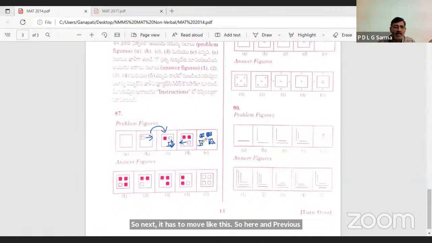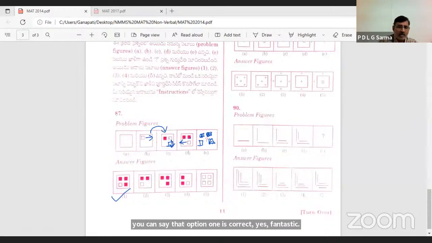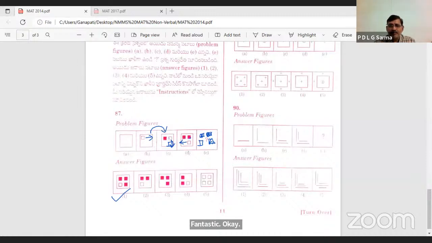Three are to be shaded, and the fourth one. You can see that option one is there. So you can say that option one is correct. Yes, fantastic. Most of you identified it correctly. You have a very good idea about these things. Fantastic. Okay. Is it clear? Now let us move ahead to the next question.